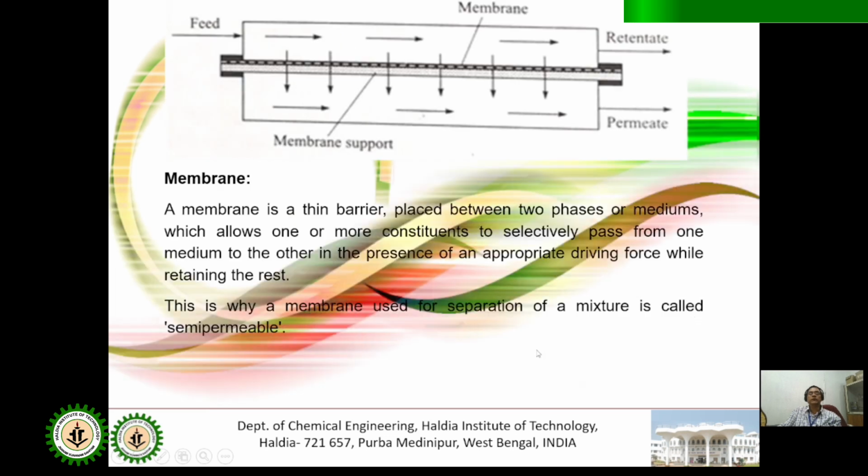So a membrane is a thin barrier placed between two phases or mediums, which allows one or more constituents to selectively pass from one medium to another in the presence of an appropriate driving force. In most cases, the driving force is pressure difference. In other cases, it may be affinity or other factors. Depending on the driving force and the type of membrane separation, we can apply it and get the filtrate.